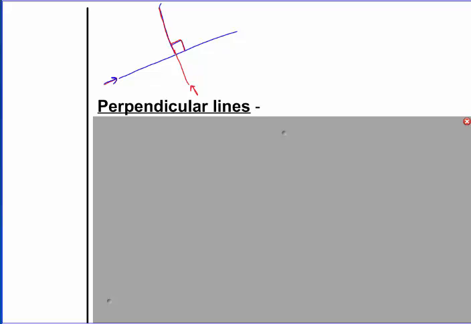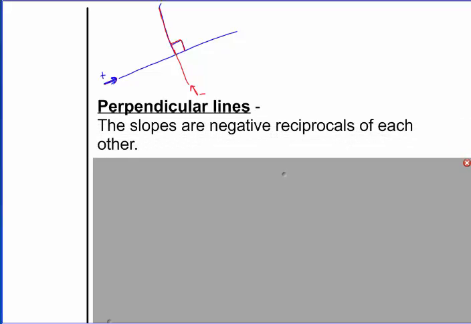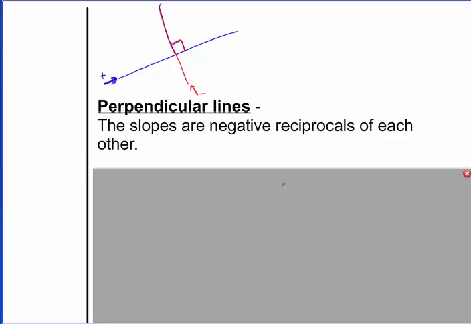Also, if you look at the blue one, it has a positive slope. If you look at the red one, it's going the other direction. It has a negative slope. So hopefully looking at what makes two lines perpendicular will help you remember how to get perpendicular lines. The idea is that the slopes are negative reciprocals of each other. So you have to change the sign, that's the negative part, and the reciprocal means flip it.